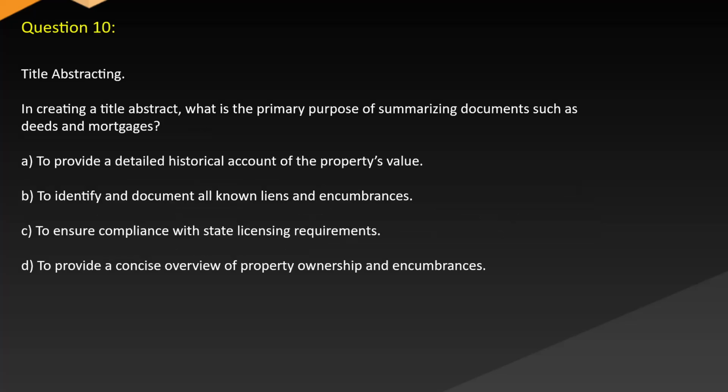Question 10. Title abstracting. In creating a title abstract, what is the primary purpose of summarizing documents such as deeds and mortgages? A. To provide a detailed historical account of the property's value. B. To identify and document all known liens and encumbrances. C. To ensure compliance with state licensing requirements. D. To provide a concise overview of property ownership and encumbrances.